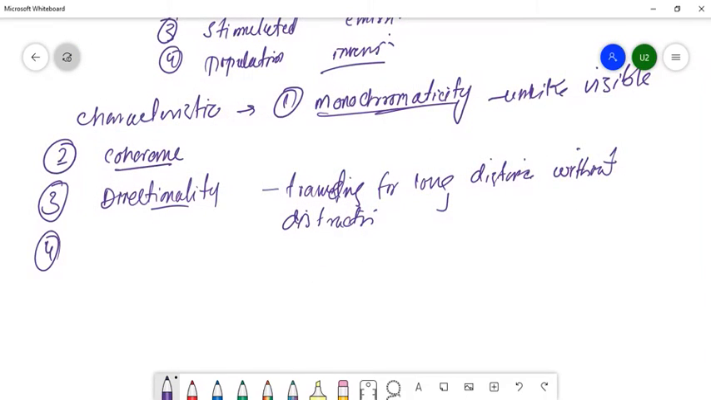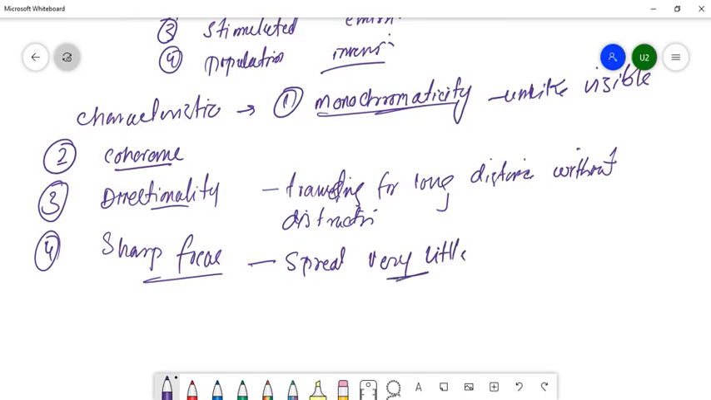Number four is sharp focus. It spreads very little. ज़्यादा नहीं फैलते, लेकिन एक ही पॉइंट पे फोकस करते हैं, सिंगल पॉइंट पे। इसको हम शॉर्प फोकस कहते हैं.